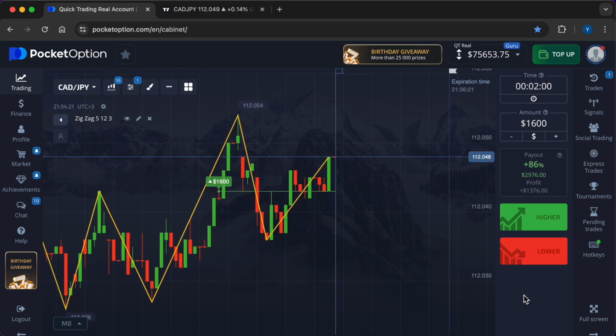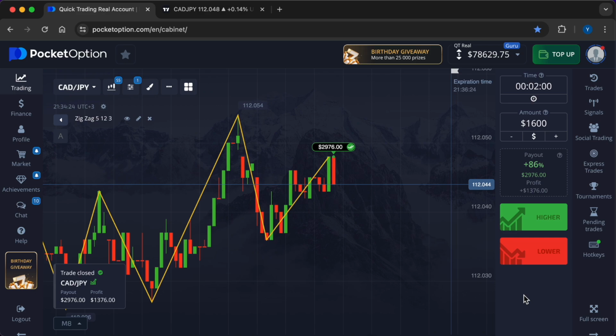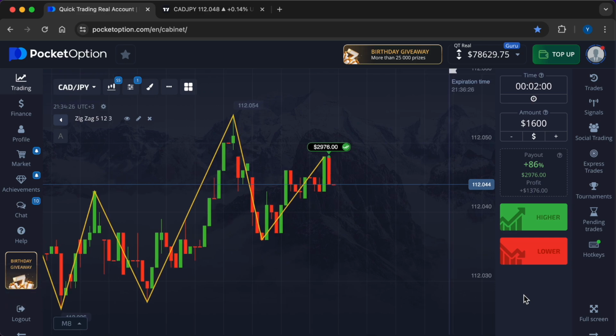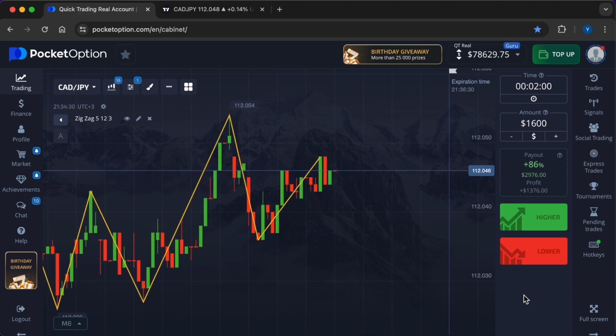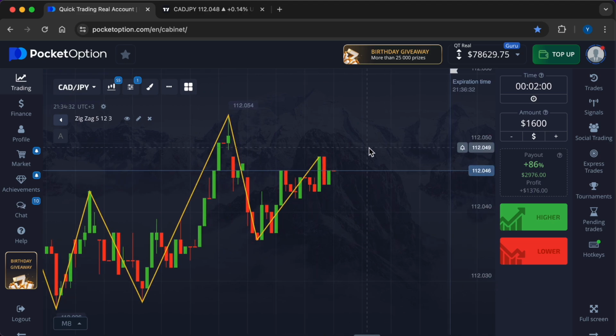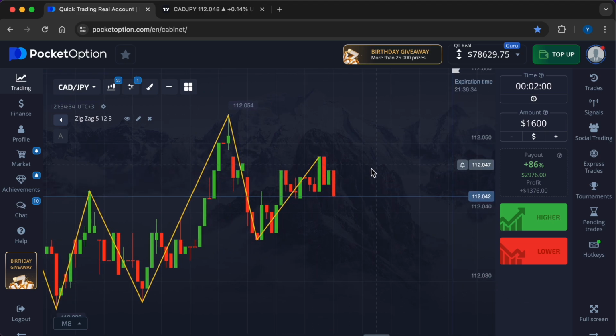Meanwhile, the third deal closed in plus. $1,376 came to the real account. The total profit for today's trading session speaks for itself, $3,716.